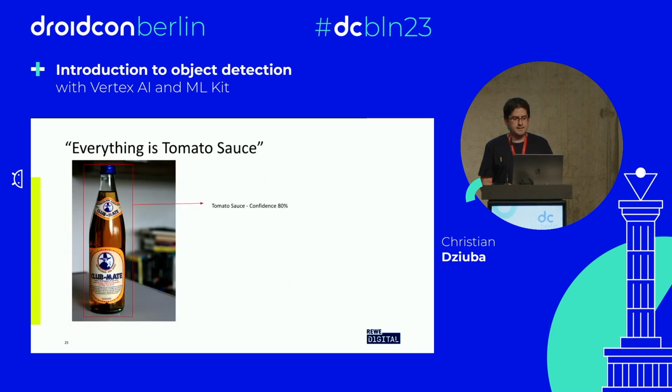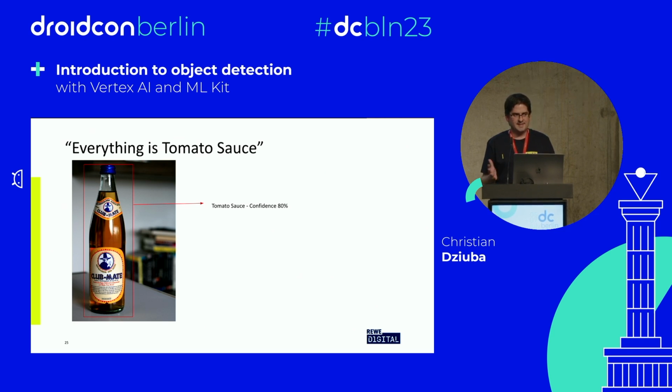Yeah, we tried it. We trained our model the first time, and we were trying around and pointed at different objects, and everything was tomato sauce. And we wondered, okay, we trained a model that only knows 3 different kinds of objects in the world: tomato sauce, pesto, and spaghetti. It doesn't know anything else, so it has to match one category. And most of the time it was tomato sauce. So this was our first learning.